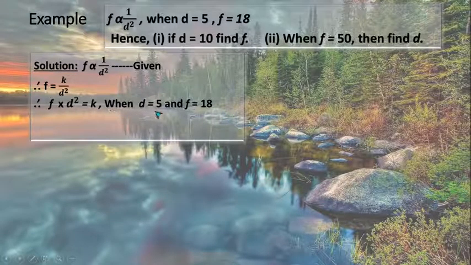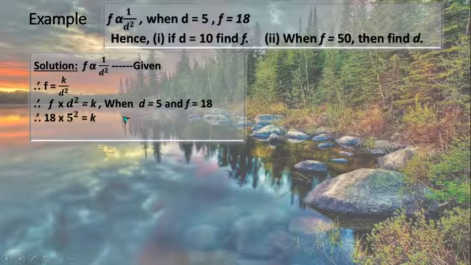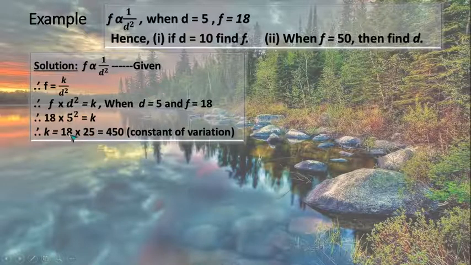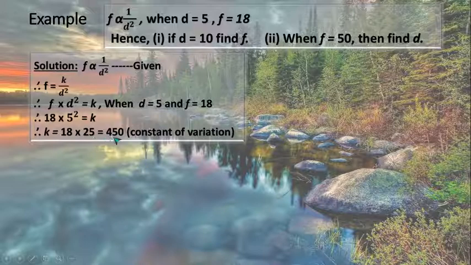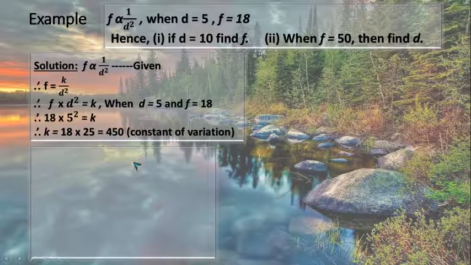When d is equals to 5 and f is equals to 18, substituting the value of d and f in f into d square equal to k, we have 18 into 5 square, that is equals to k. Therefore, k is equals to 18 into 25, that is 450. And that's the constant of variation.